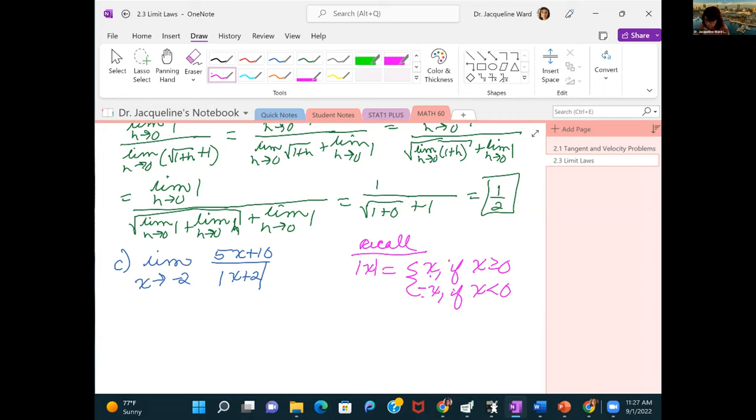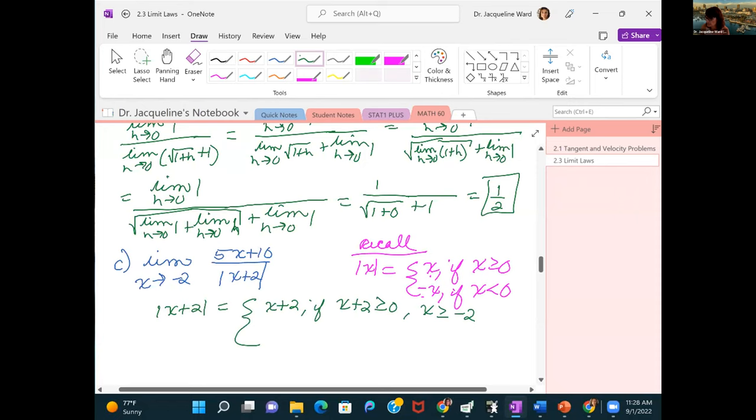So when we're taking this limit, because of that absolute value, the absolute value of x plus 2 is x plus 2 if x plus 2 is greater than or equal to 0, which means x is greater than or equal to negative 2. I'm just solving for x there. And it's the opposite of x plus 2 if that thing is less than 0, which means x is less than negative 2.